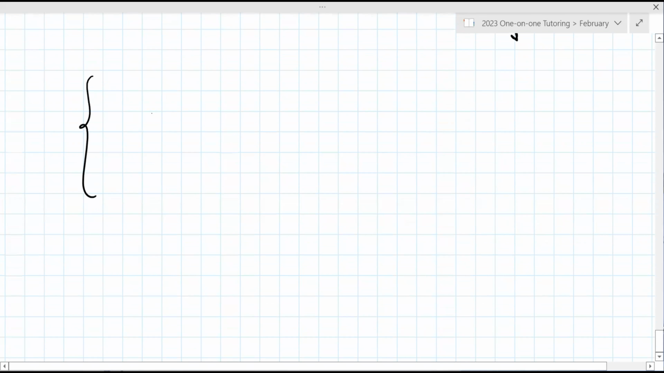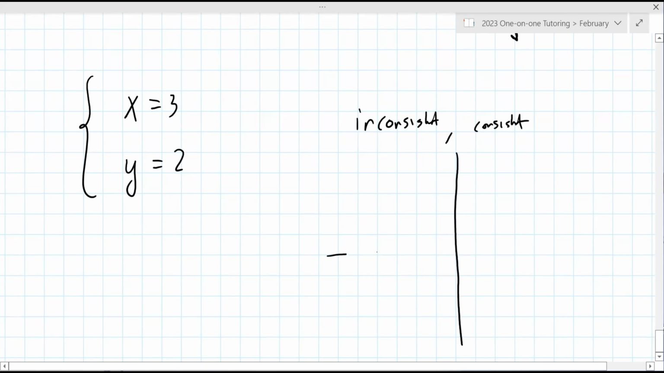Now, here's another problem you might see. Let's say they give you a system where they say x is 3, y is 2. And here's what they want to know. Is this inconsistent or is it consistent? I want you to graph it to answer this question. So you'd first put the x for 3, so there's x equals 3, and then the y would just be on the 2.